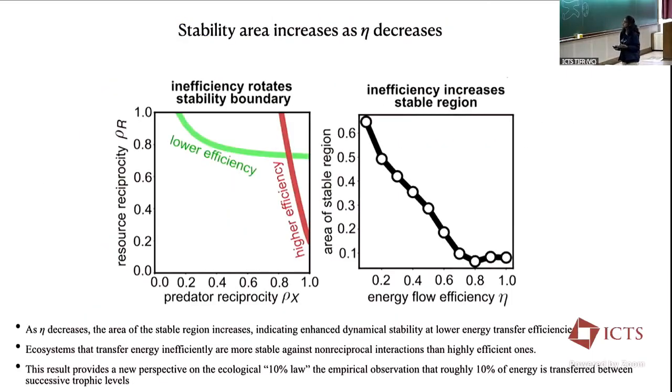We also see another thing: if we reduce the energy flow efficiency, the area of the stable region also increases. So ecosystems that inefficiently transfer energy are more stable against the non-reciprocal interactions than the efficient ones. In ecology, there is also a famous 10% energy rule, which states that only 10% of the energy is harvested from one layer to another. It's not fully efficient. So this gives another perspective on this 10% rule: as we can see, if we reduce the energy flow efficiency, the area of the stable region is also increasing.